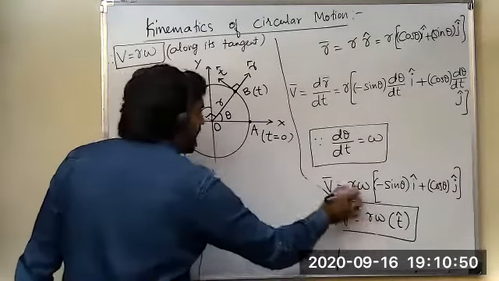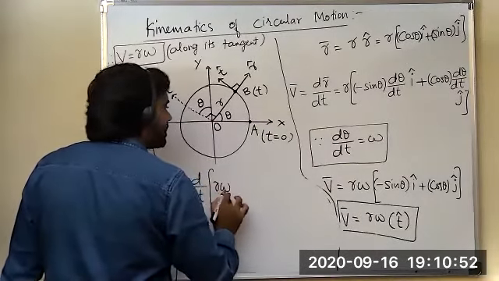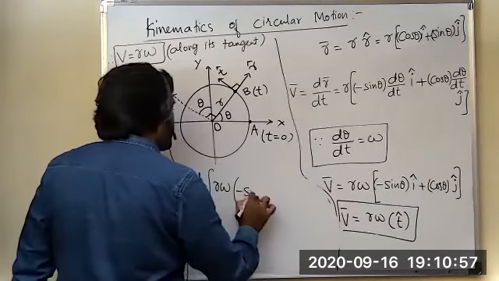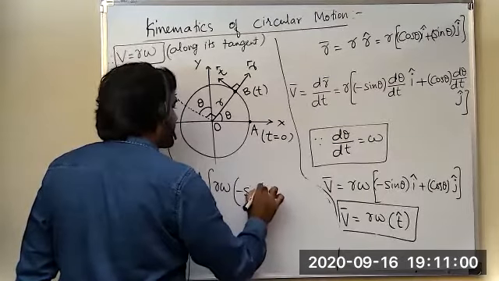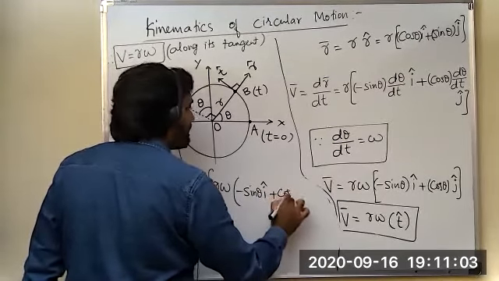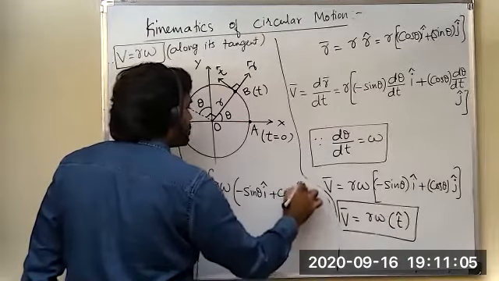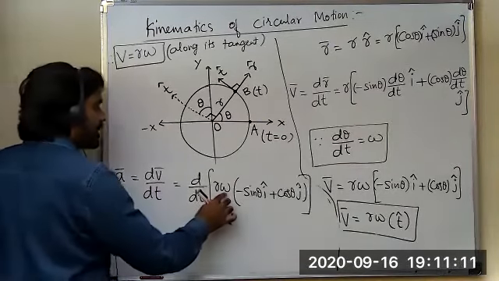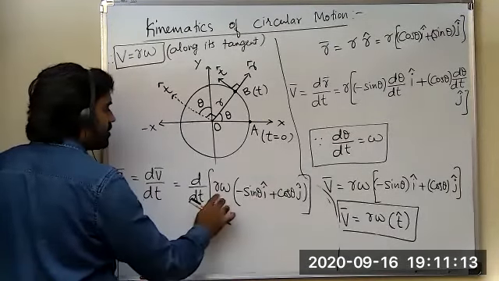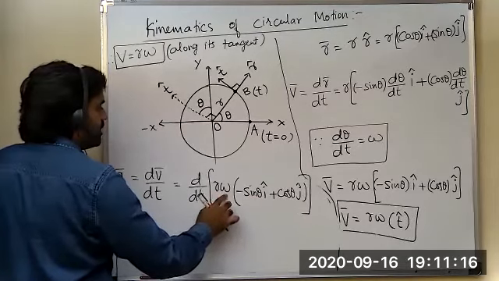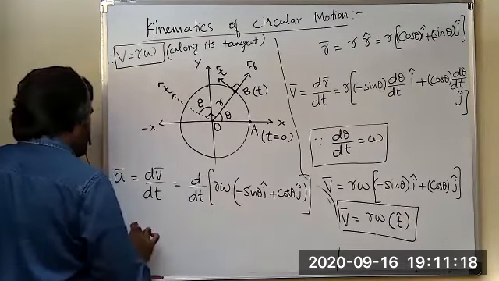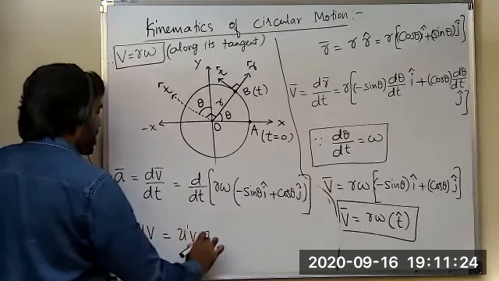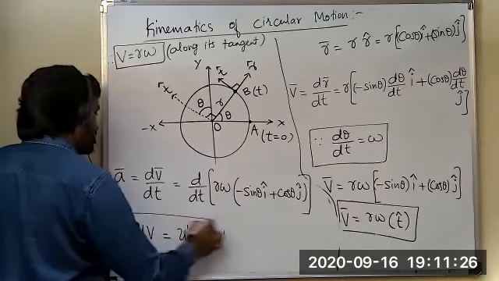V is nothing but r omega, into minus sine theta i cap plus cos theta into j cap. So now we need to differentiate it. Here omega is the variable and theta is the variable, but r is anyway constant. So if you want to differentiate it, you have to differentiate in the form of uv form, students. (uv)' is equal to u'v plus uv'. This is a formula I have taught you during differentiation.